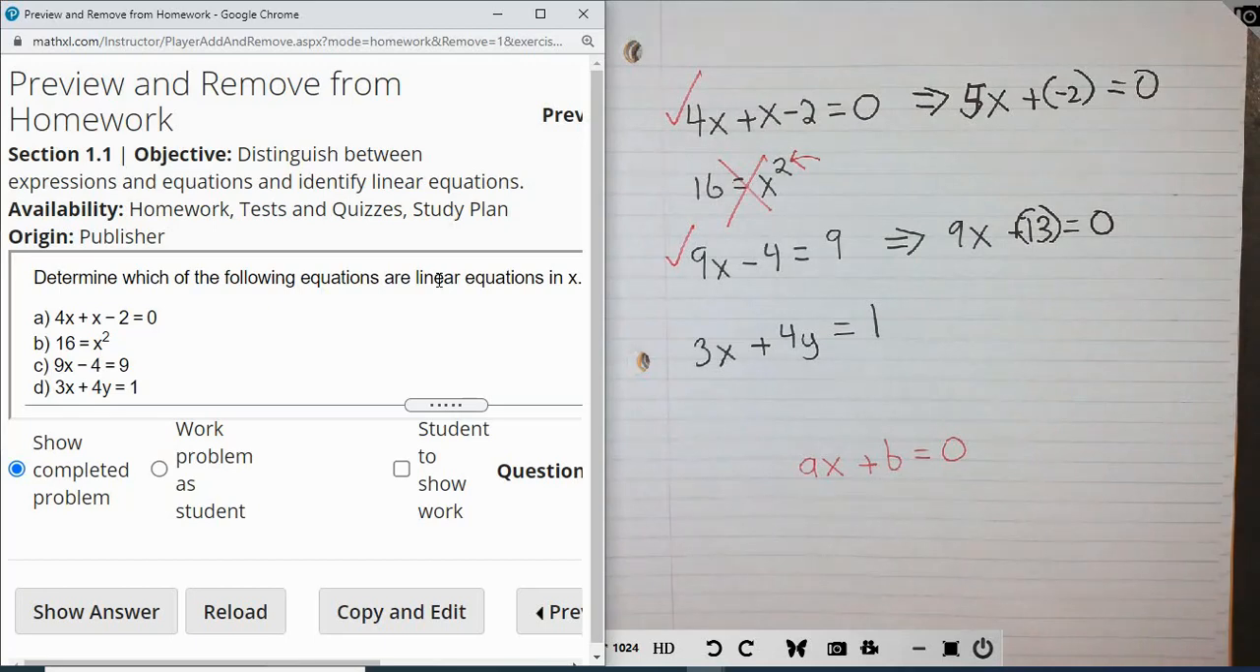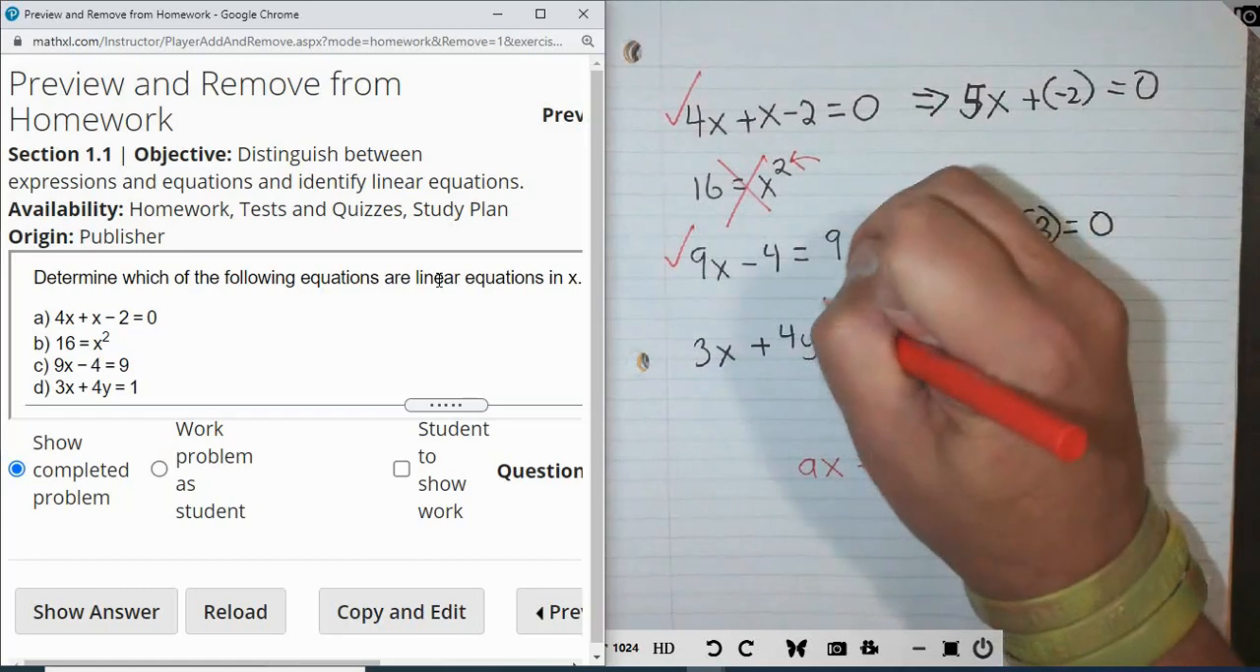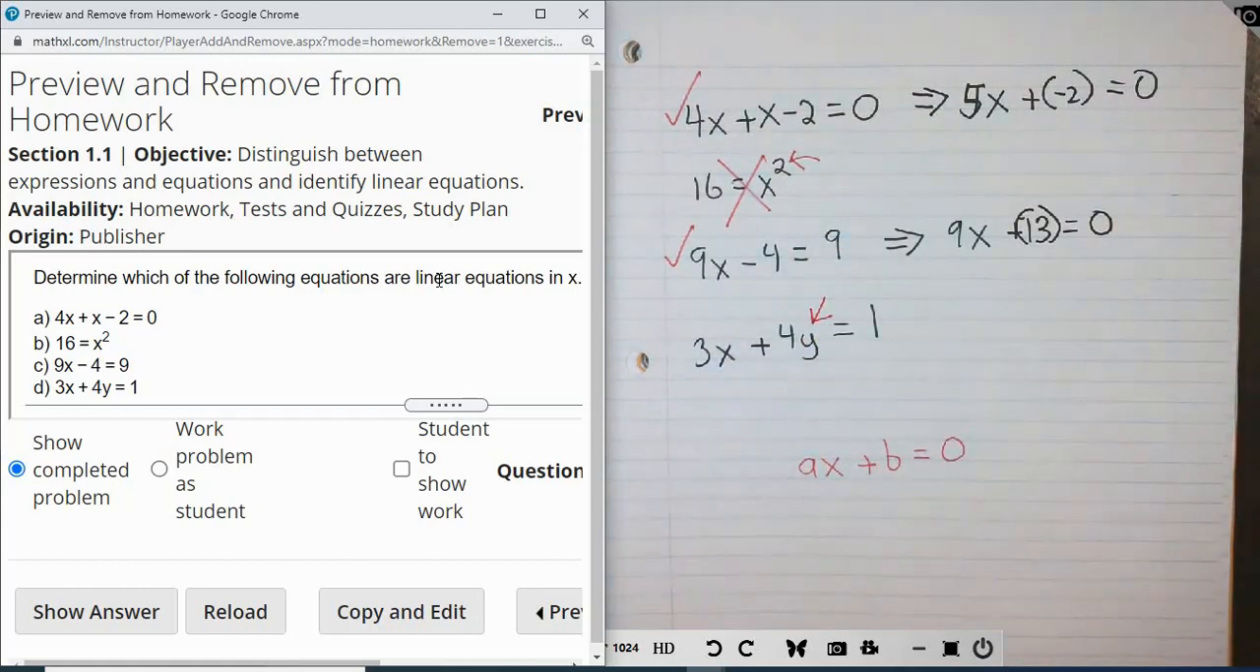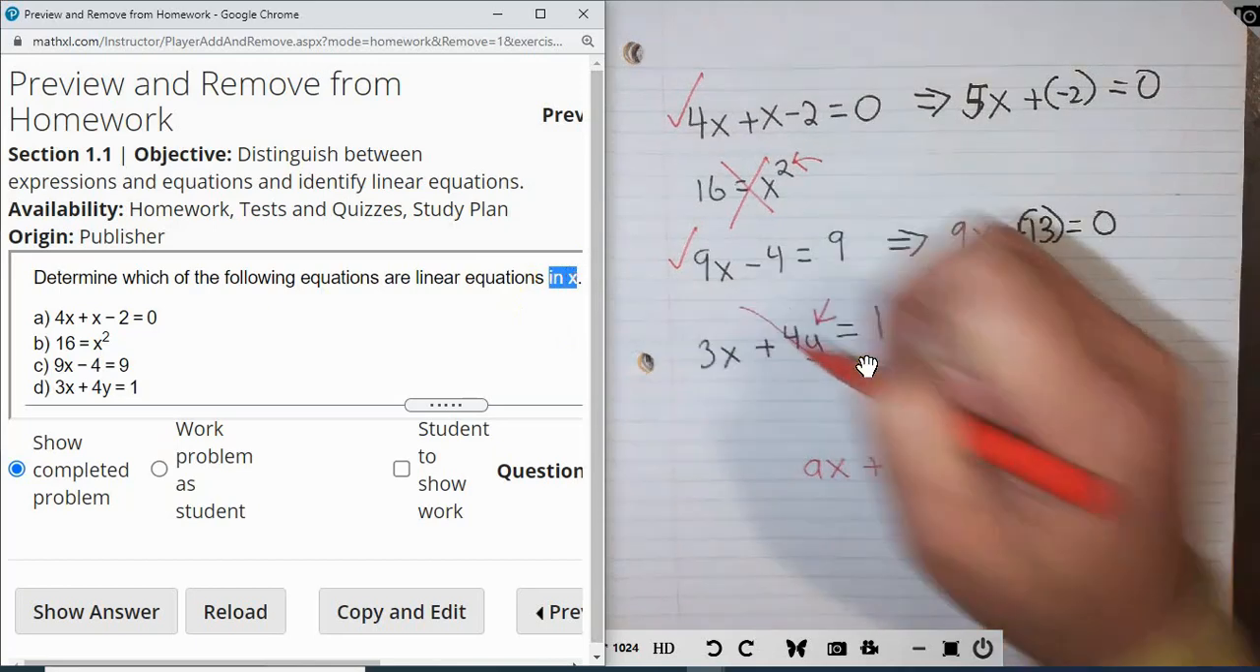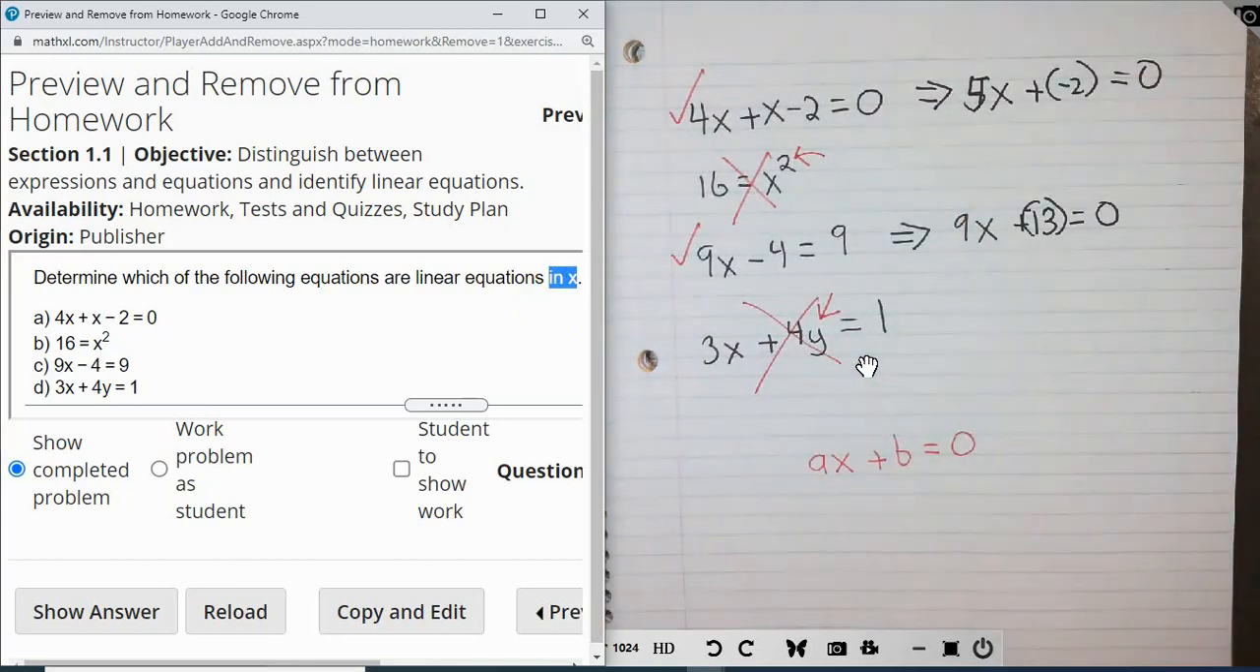And then this last one, it is a linear equation. You might be tempted to select this one. But remember, it's got the y there, and it's specifically asking for linear equations in x here. Basically, this is a linear equation, but it's in two variables. What we're looking for is a linear equation in one variable, and specifically in x. This one is in x and y. Granted, it is a linear equation, but it's not a linear equation in x. It's very important to distinguish between those two things.